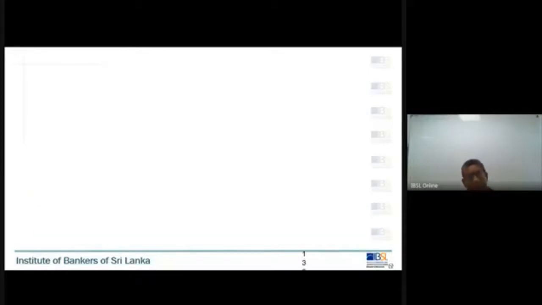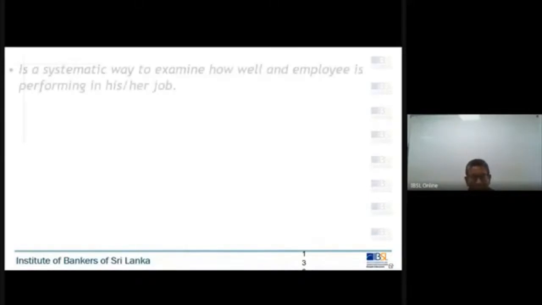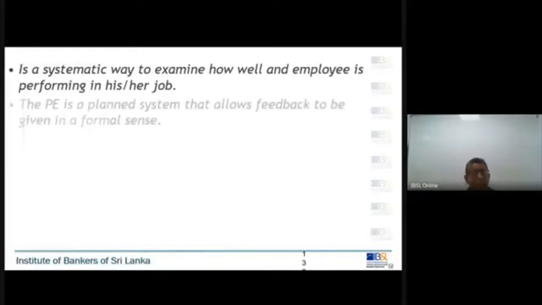Okay. Now, having understood the definitions of appraisal, as I explained to you, it is a systematic way of examining how well your employee performs the job, right?